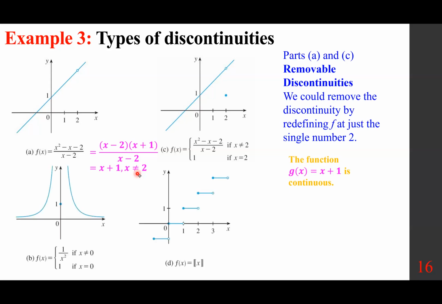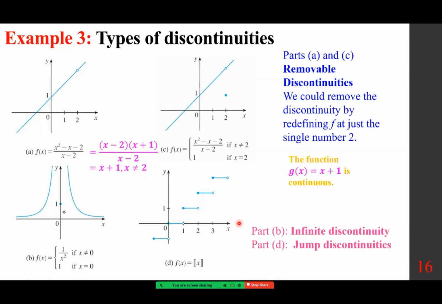However, if you look at this case, no matter what you do, whether this is defined or not, there is nothing we can do to fix. This is infinite discontinuity. This one is a step function, right? You see the steps. There is nothing we can do to fix these two. This is the infinite discontinuity. This one is a jump discontinuity. These two, there is no way to fix them, but this one is called removable because by redefining the function at a singular point, we can fix the discontinuity.